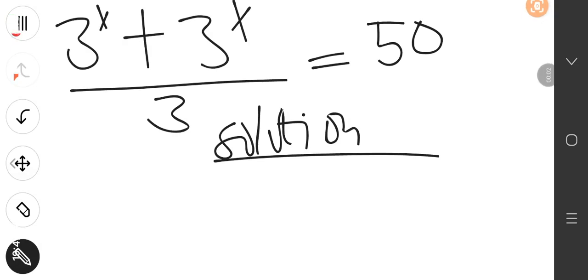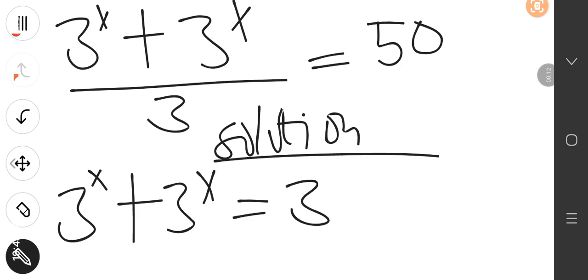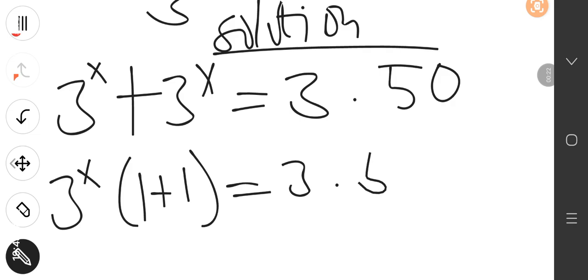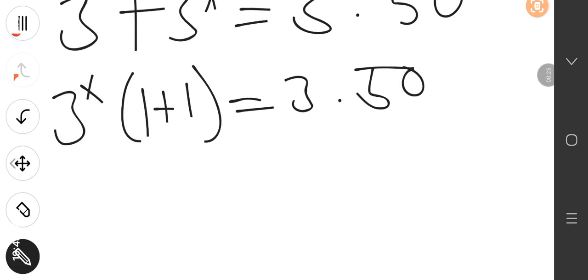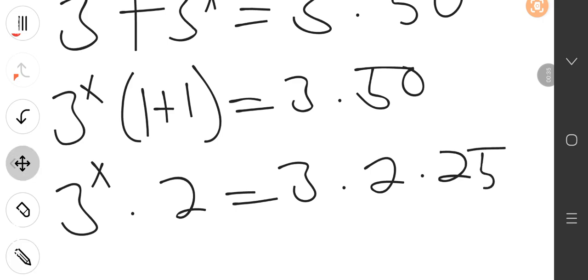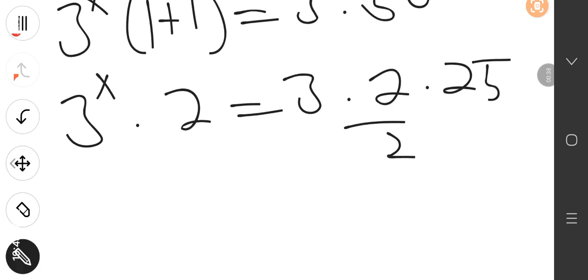So we have 3^x + 3^x/3 = 50. Okay, so our equation becomes 3^x + 3^x = 3 times 50. So we are going to factorize. So 3^x times (1 + 1) = 3 times 50. Okay, so we are going to have 3^x times 2 = 3 times 50, which is the same as 2 times 25. Okay, all right, so we're going to divide here by 2, here by 2.